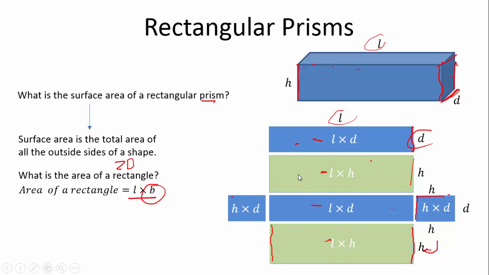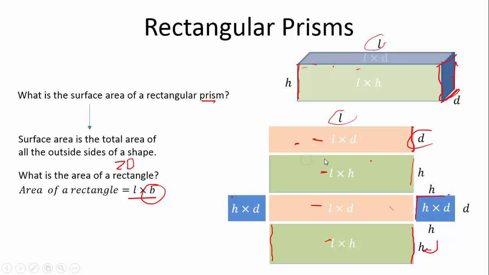Now we have these 2 and I've highlighted green, and that is the area of this side of the shape. And these 2 I've highlighted orange, and that is the top and bottom of this rectangular prism. And the blue I've left for the sides. Maybe that'll give you a better understanding of what is happening here. So what is the surface area? Well, remember that's our height times our depth there.